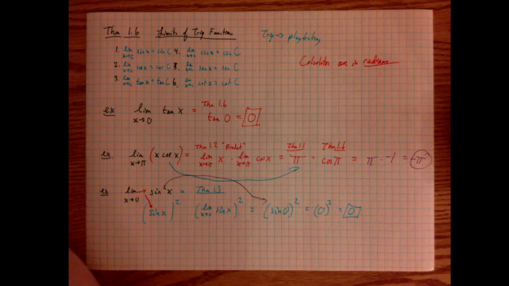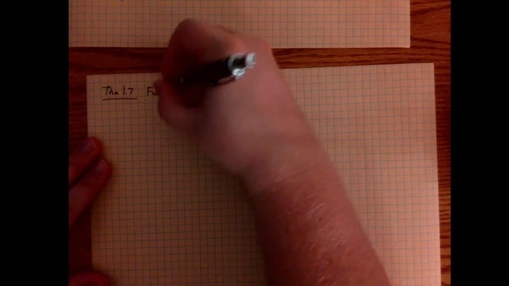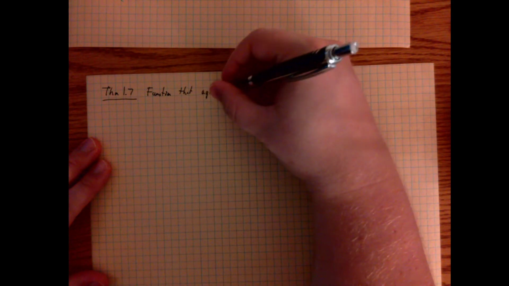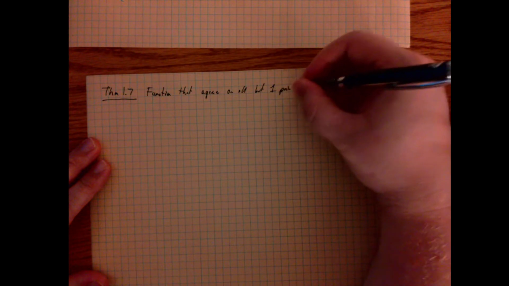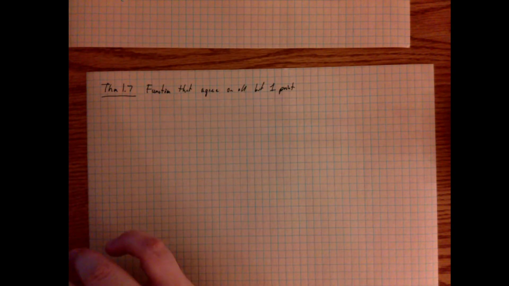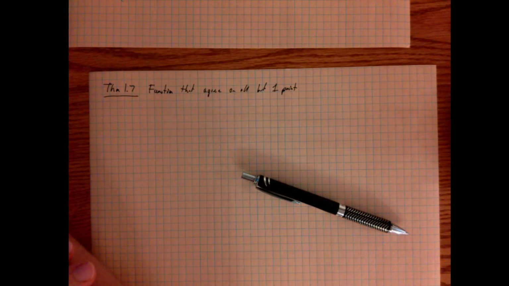Now, this next part is the part where we actually have to do some real math. Theorem 1.7. Okay? This is referred to as functions that agree on all but one point. For this one, I will actually show you how the textbook writes this function. And, well, because I don't feel like writing this. So let's take a look.